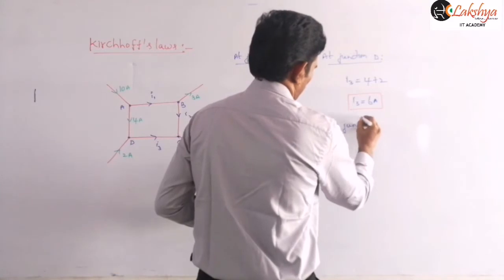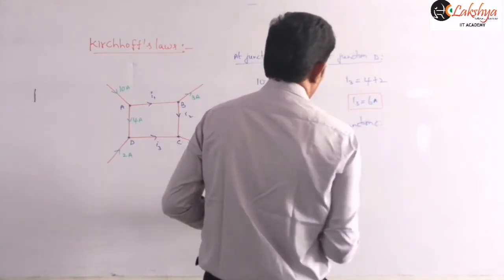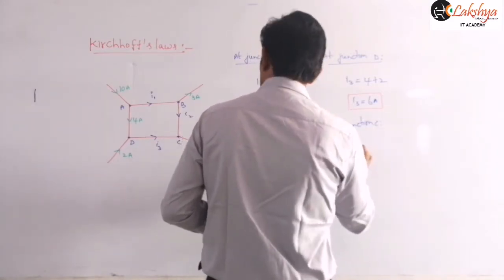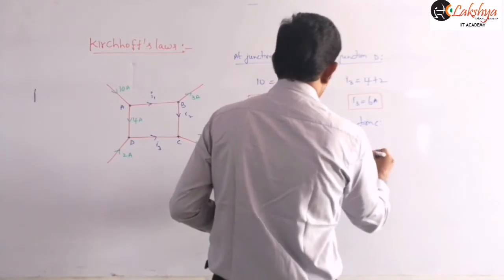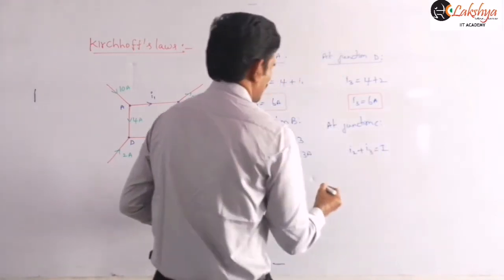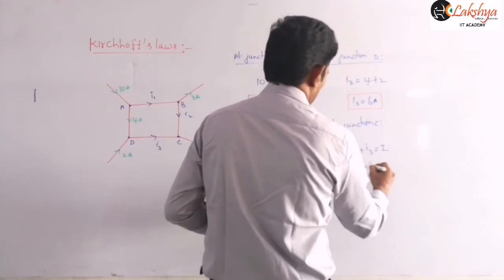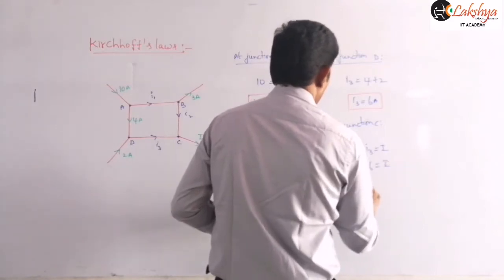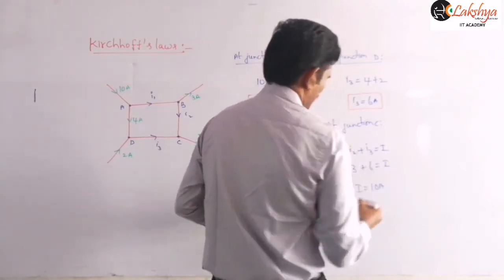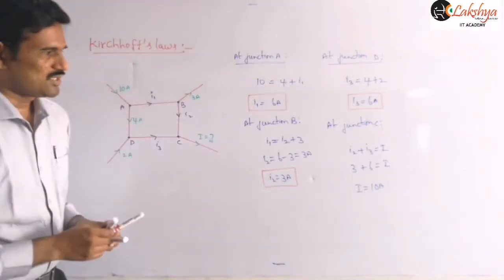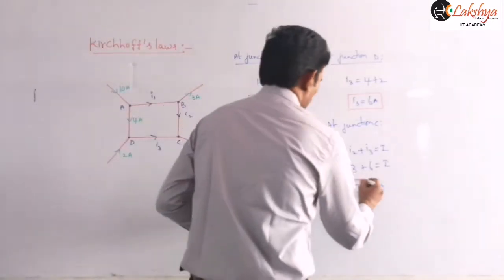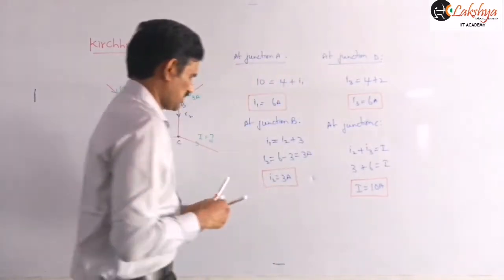So therefore I can write this at junction C. We can write this as I2 plus I3 is equal to I. So then I2 value is 3 and this is 6. So that is equal to I. Therefore I value we can write as 10 amperes, right? So that is the current required value here, the required current flowing through that path.